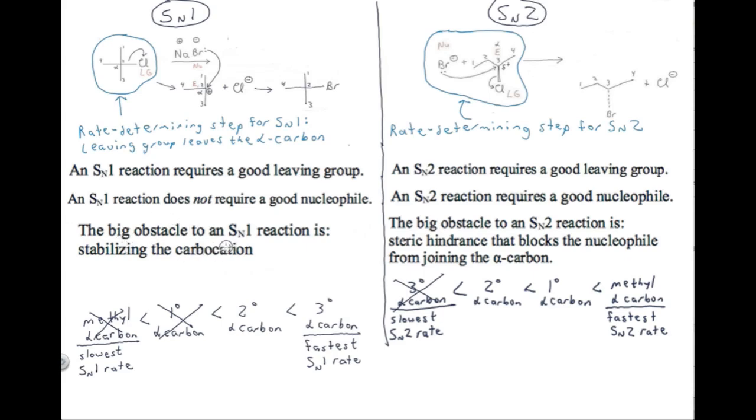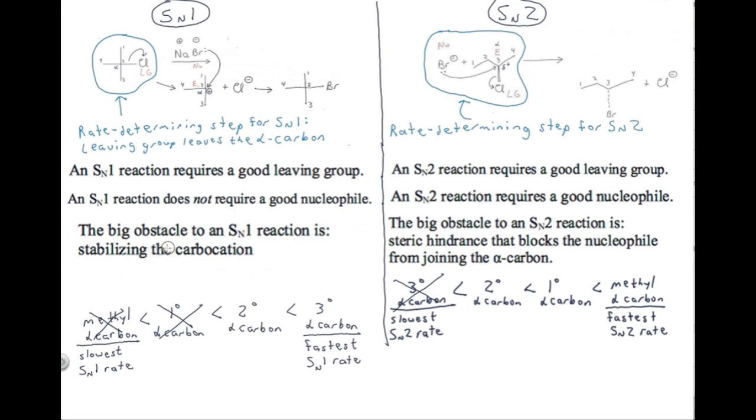Why does stabilizing the carbocation matter so much for SN1? Can you answer that? Answer, because the carbocation is formed in the rate determining step. The whole reason that the first step is a slow, difficult step is because it's forming this unhappy carbocation. So because the carbocation is the thing that's slowing down the rate determining step, anything that helps to stabilize the carbocation will increase the rate of an SN1 reaction.